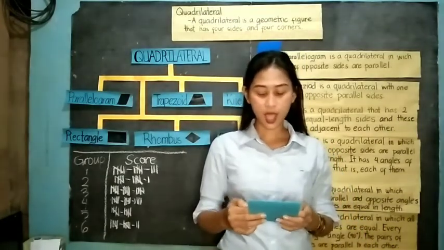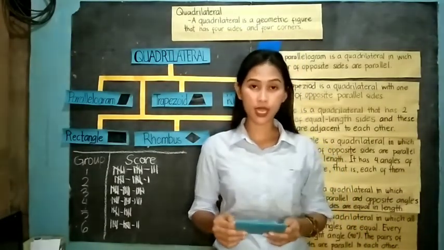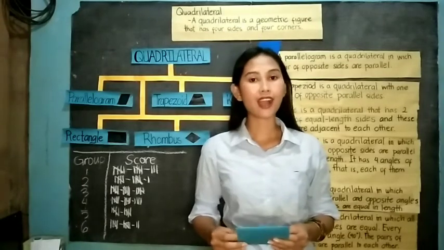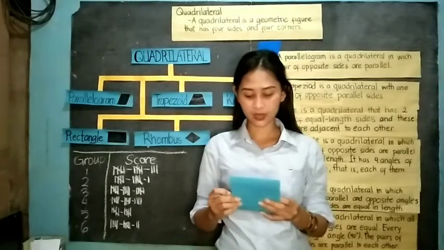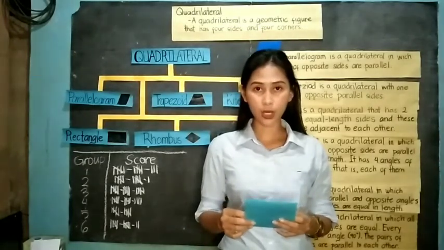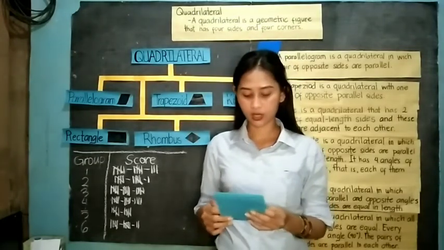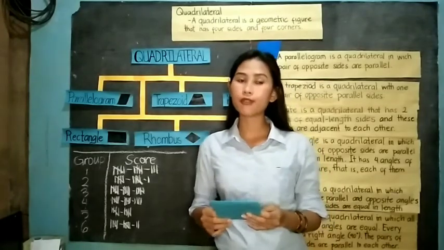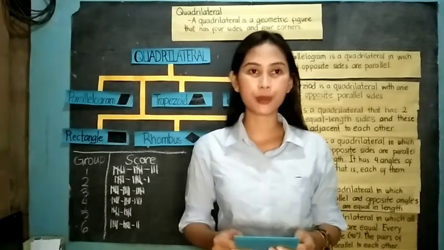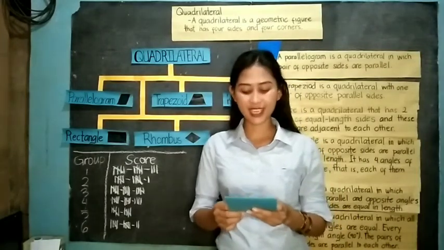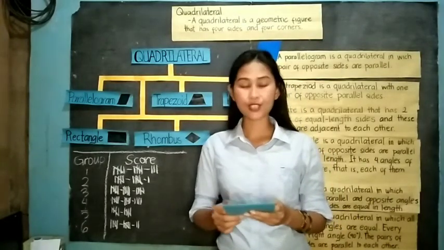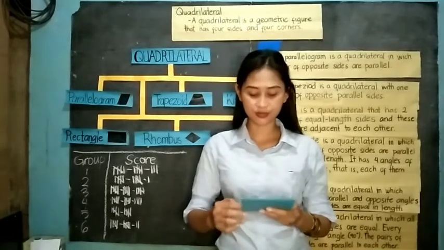Number 1. A quadrilateral is a parallelogram. Is it a fact or a bluff? Time's up. Everybody, raise your answer. Very good. Everybody got the correct answer. So, it is bluff.